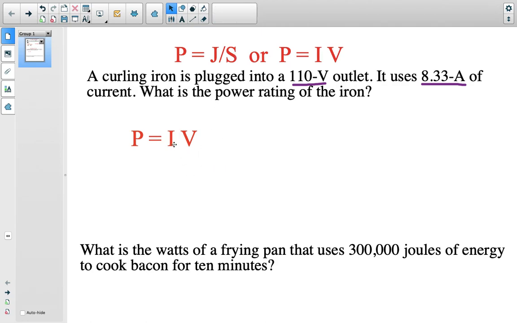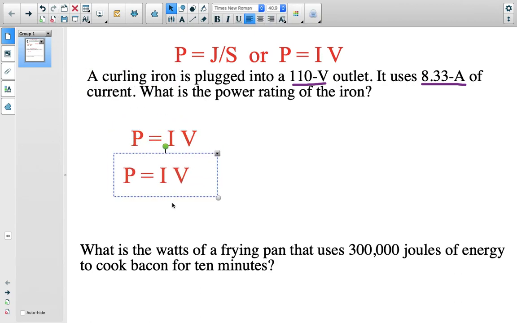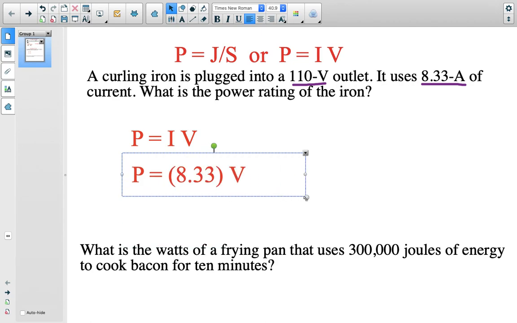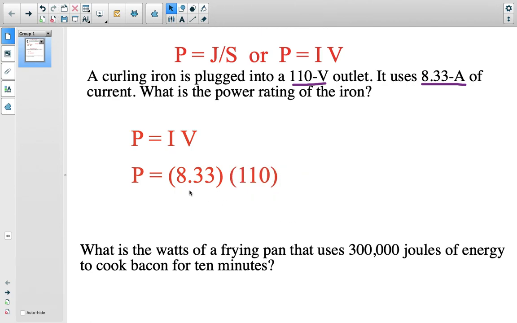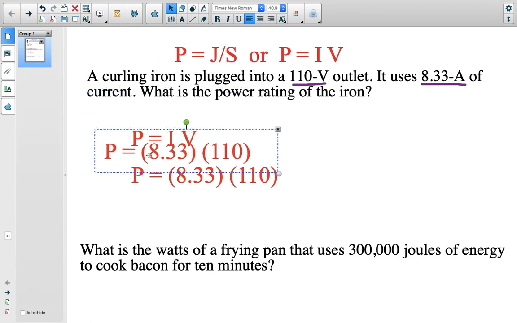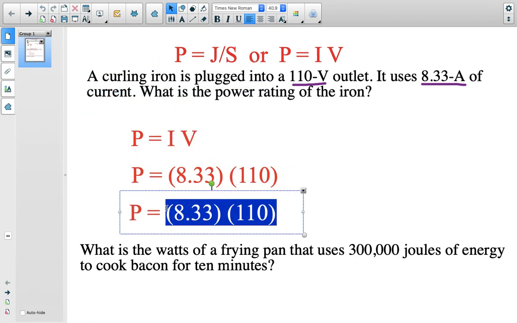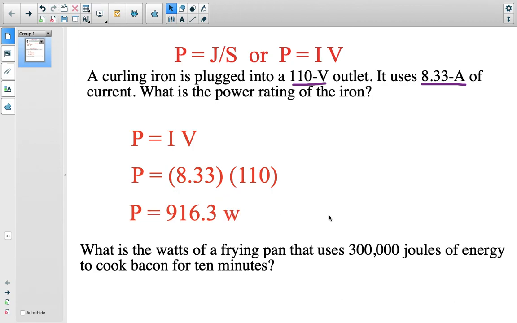So we want to find what power is. Well, I know my current is 8.33, and my voltage here is 110. And when I multiply those, I should get 916.3. And because we're finding power, power is measured in watts, so that's watts.